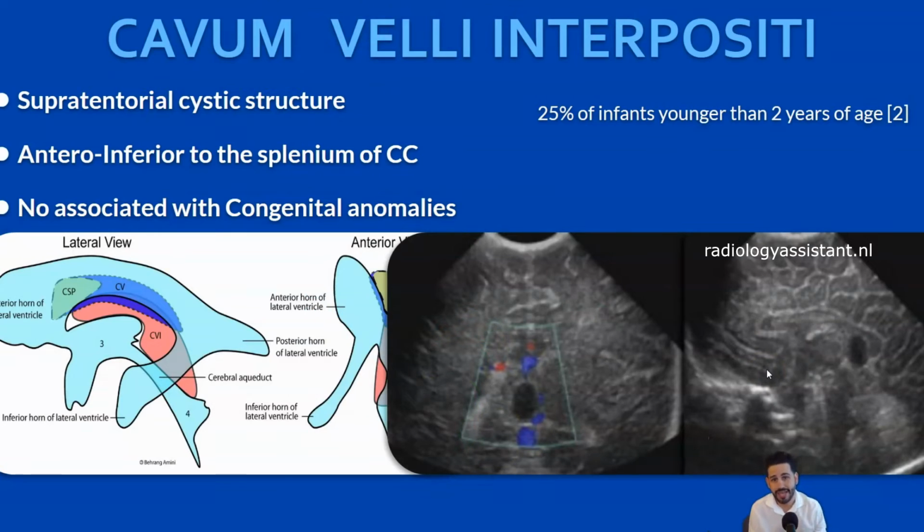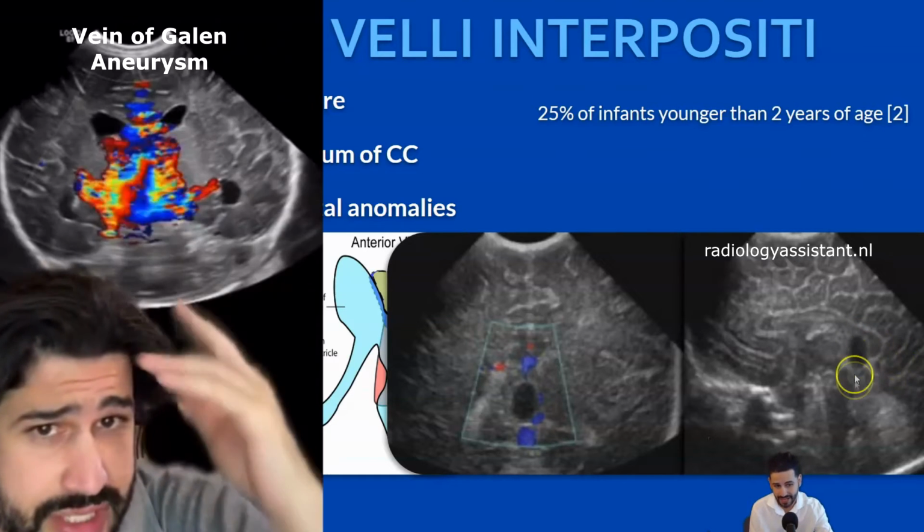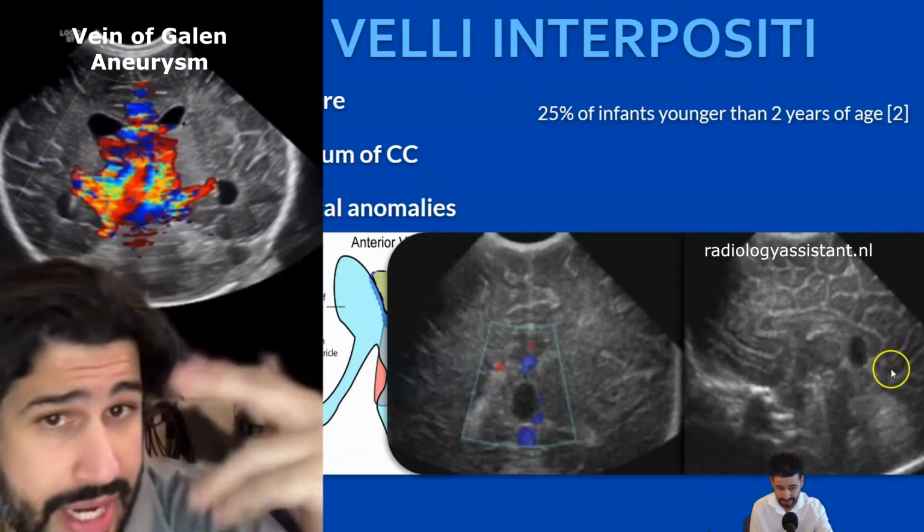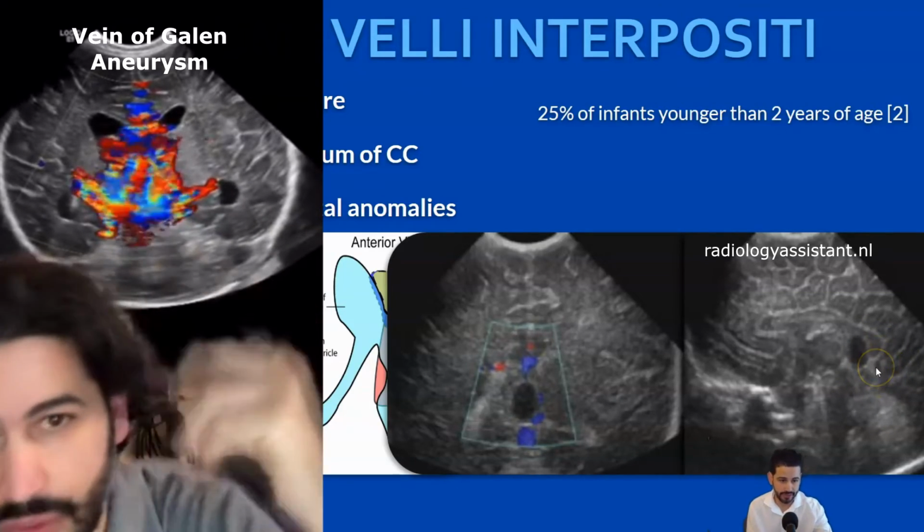Then we have the cavum velum interpositum. It is a supratentorial cystic structure. It is antero-inferior to the splenium of the corpus callosum, so it's more inferior, more posterior than the cavum vergae. There's no associated congenital anomalies. And here is its structure right here. Anytime you do see this, it's good to put color Doppler because this is an area where you can have arachnoid cysts quite commonly. And also a vein of Galen aneurysm could be present in this portion here. So you can put color Doppler to rule that out.